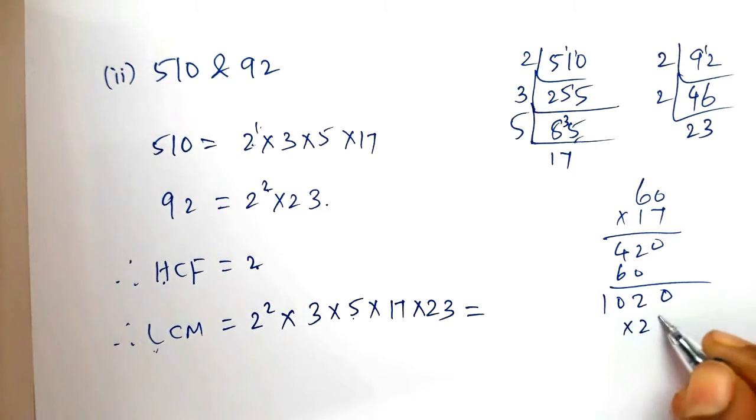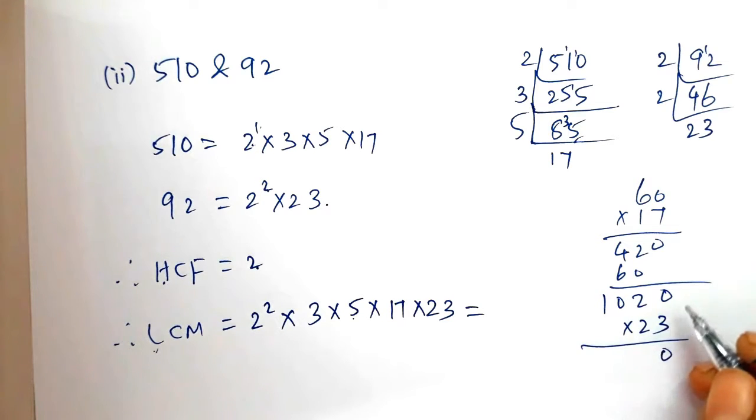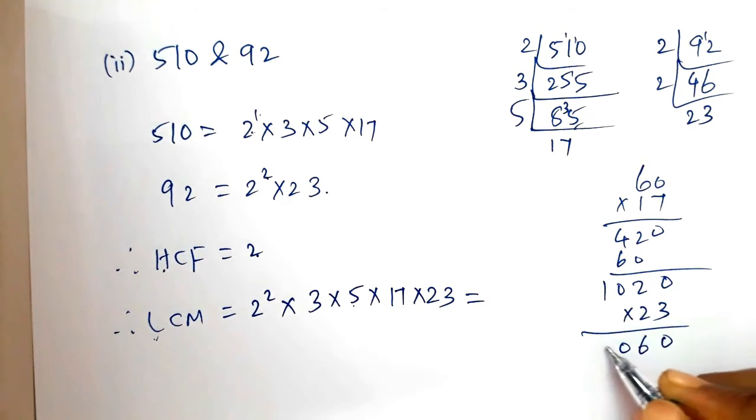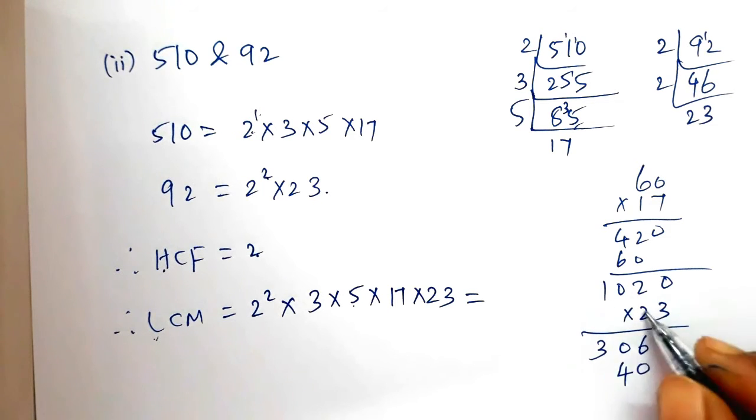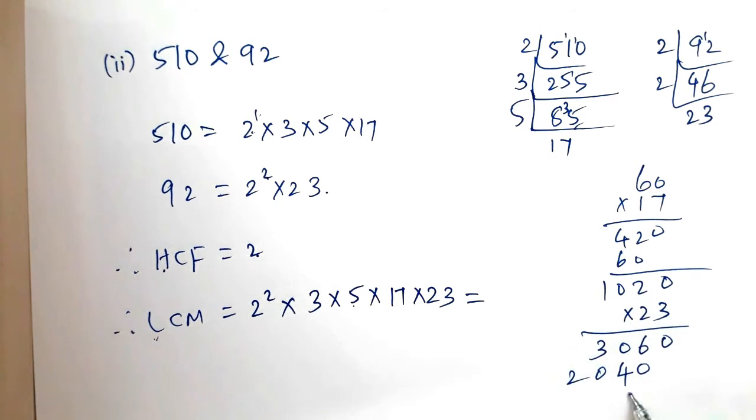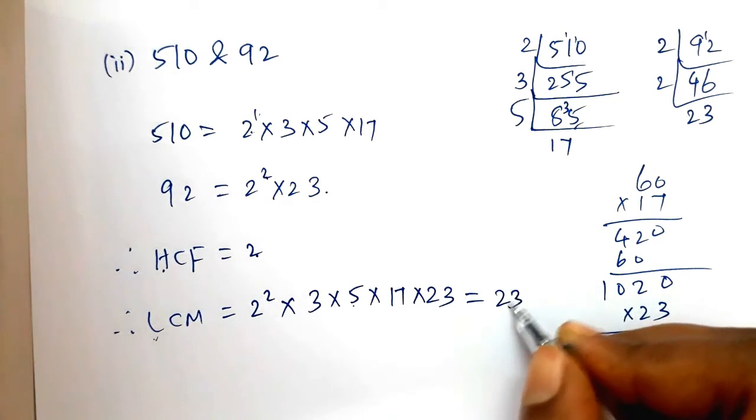Again multiply by 23. 3 zeros are 0. 3 2s are 6. 3 0s are 0. 3 1s are 3. Next 2 zeros are 0. 2 2s are 4. 2 zeros are 0. 2 1s are 2. Do the addition here. We should get 23,460.